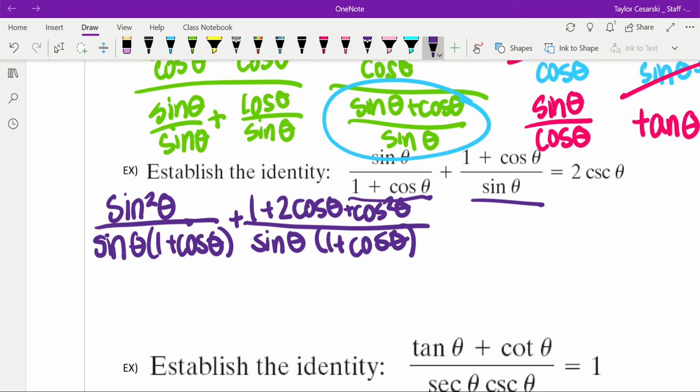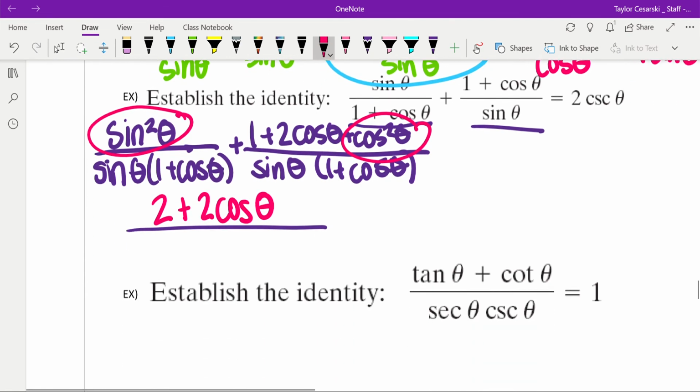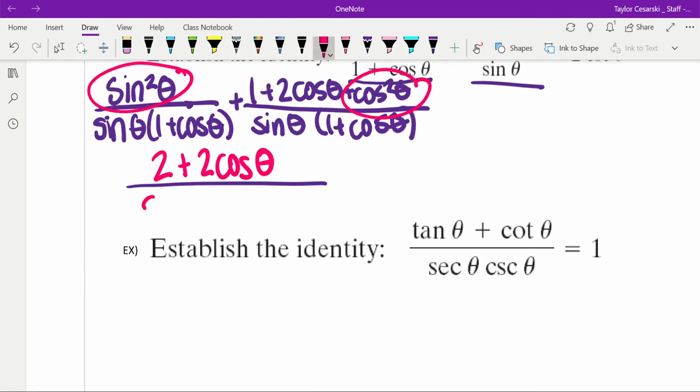Alright, so all over my common denominator, I have sine squared plus cosine squared. Well, I know that's going to equal 1. So then I can do 1 plus 1, and that gives me 2. 2 plus 2 cosine theta, all over sine of theta, 1 plus cosine theta.